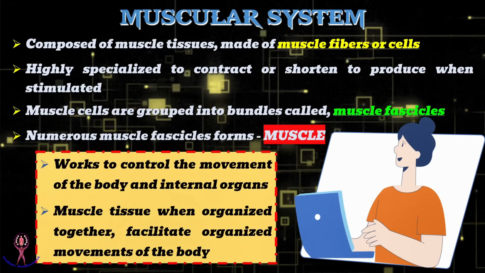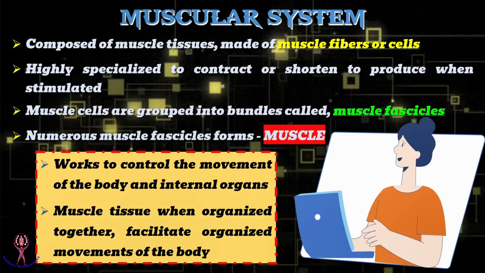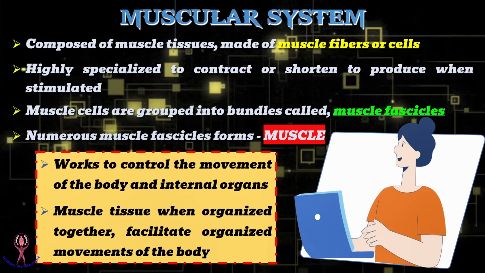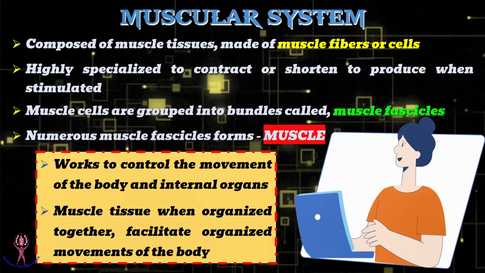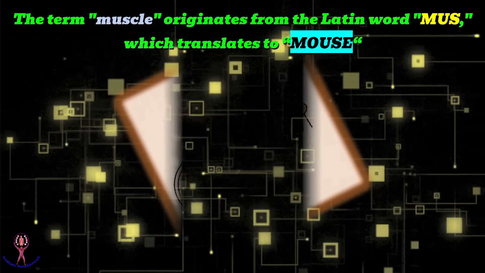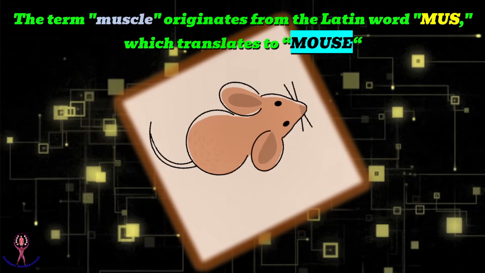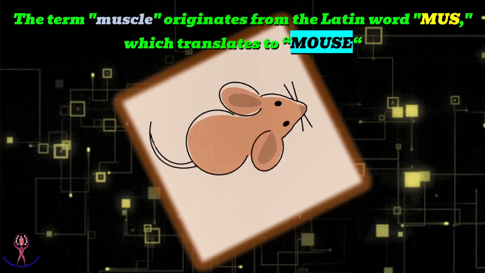The muscular system works to control the movement of the body and internal organs. Finally, muscle tissue, when organized together, facilitates organized movements of the body. Why is it named muscle? The term muscle originates from the Latin word mus, which translates to mouse.